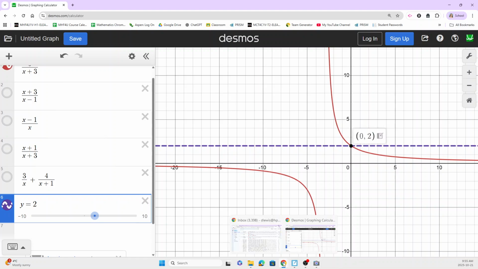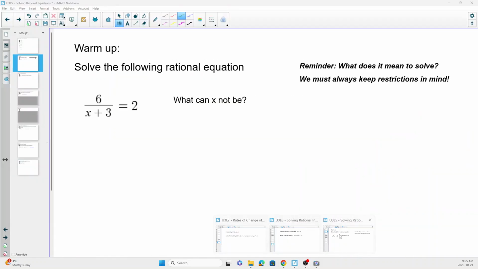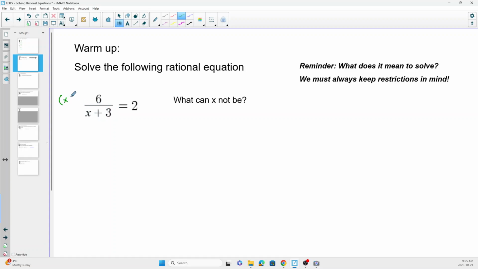So x is equal to 0 is the solution to this question, but of course we need to be able to solve algebraically because oftentimes we don't have graphing technology, or not on our tests and things like that. So how do we do it? Well, I do not want this x plus 3 in the denominator, so let's multiply by x plus 3 so that those can cancel out. But if I multiply this side by x plus 3, I have to multiply this side by x plus 3. So what I'm left with is 6 is equal to 2 times x plus 3.